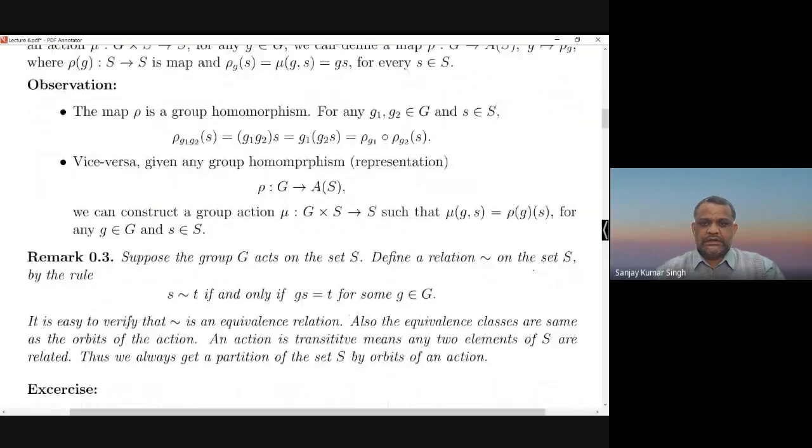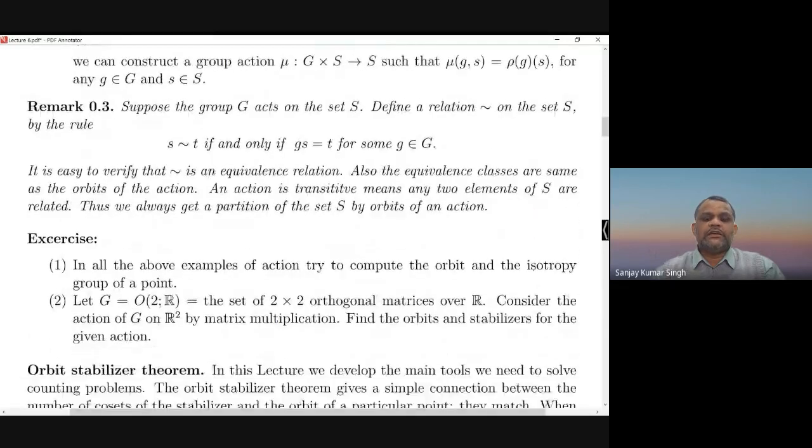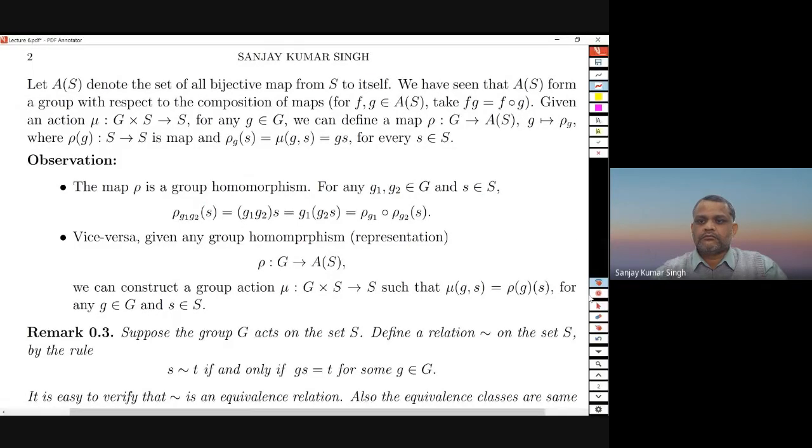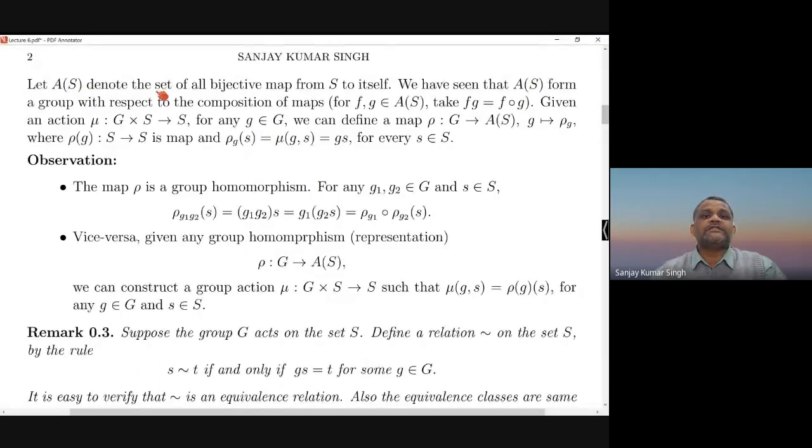But before going to this, I want to put a remark, one more observation about group action. That is another way of defining a group action. In some books you can find this definition also. So let AS denote the set of all bijective maps from S to itself. You have already seen this set as a symmetry group. If you recall, I defined what is called a symmetry group in the first or second lecture. That is all bijective maps from a given set to itself.